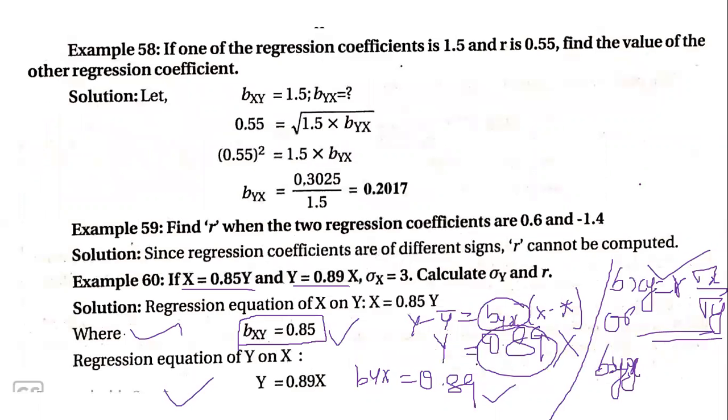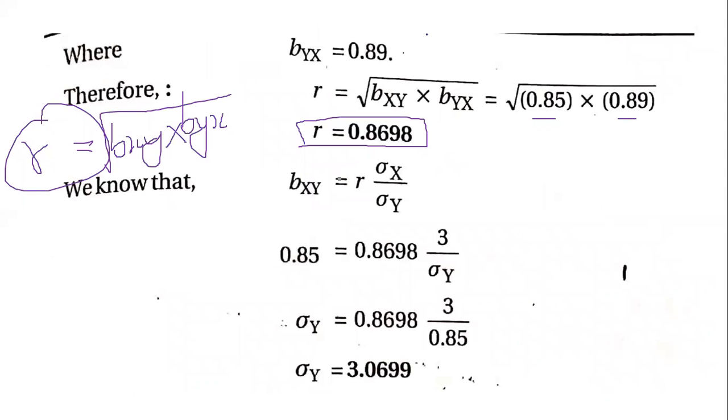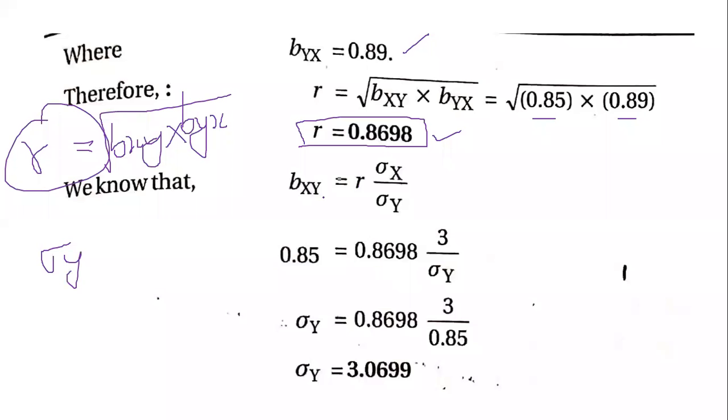Now in the question, what all had they asked us to find? They had asked us to find the standard deviation of y and r. So we found bxy and byx, and then we immediately found r. Now what else is remaining? Standard deviation of y. And what is given to us? Standard deviation of x is given to us. So now use that in this formula.